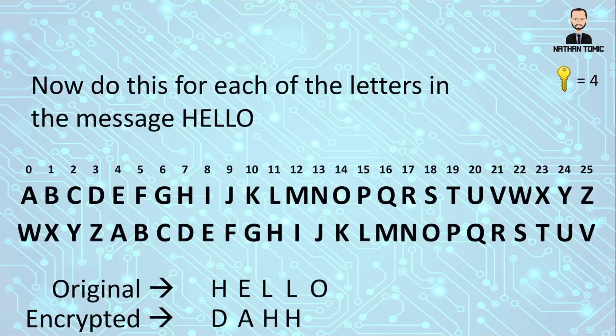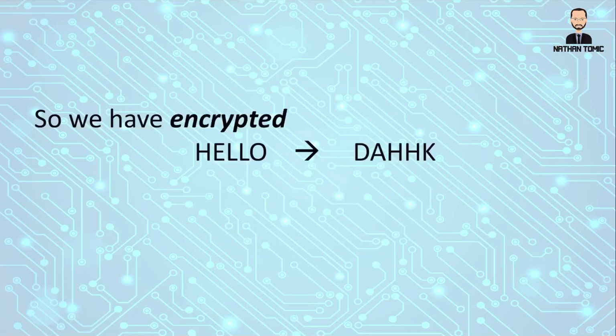And then finally, we're going to look for the O. So we look in where it is in the top row, in position 14. We look below it to the K, and that is our encrypted version. So what we have now done is we have encrypted, using a Caesar cipher with a key of 4, the word hello, which comes out as DAHHK.